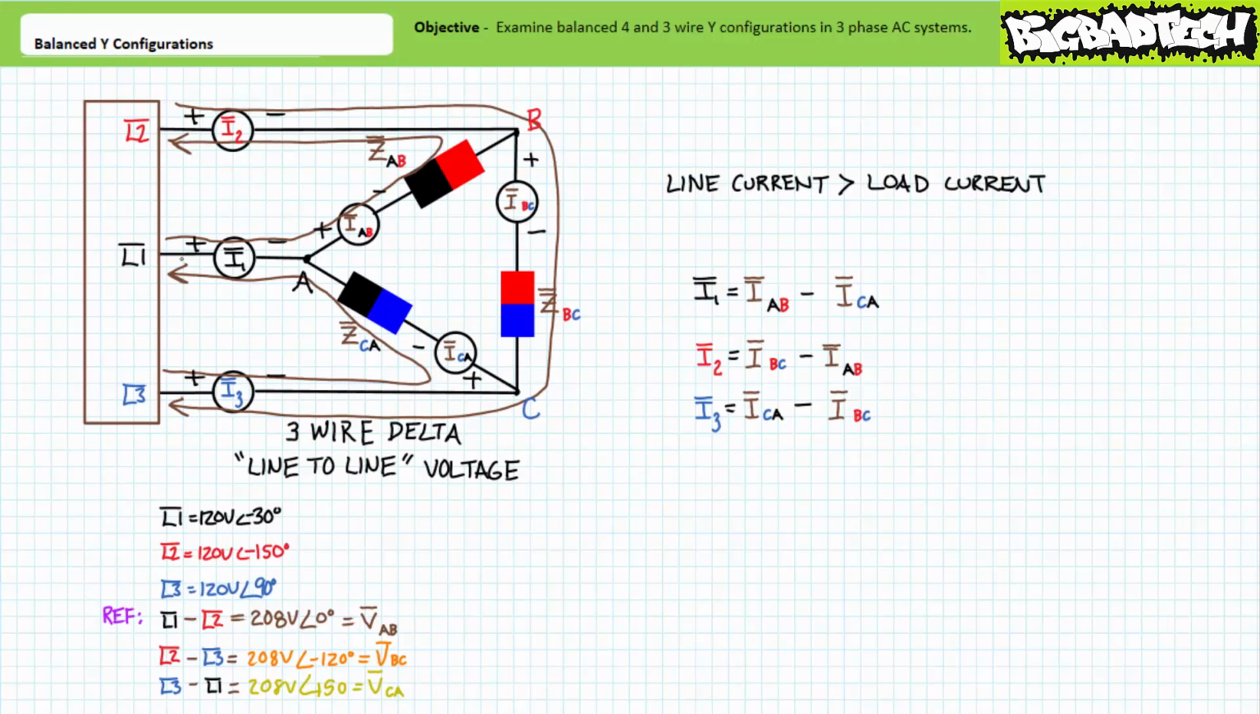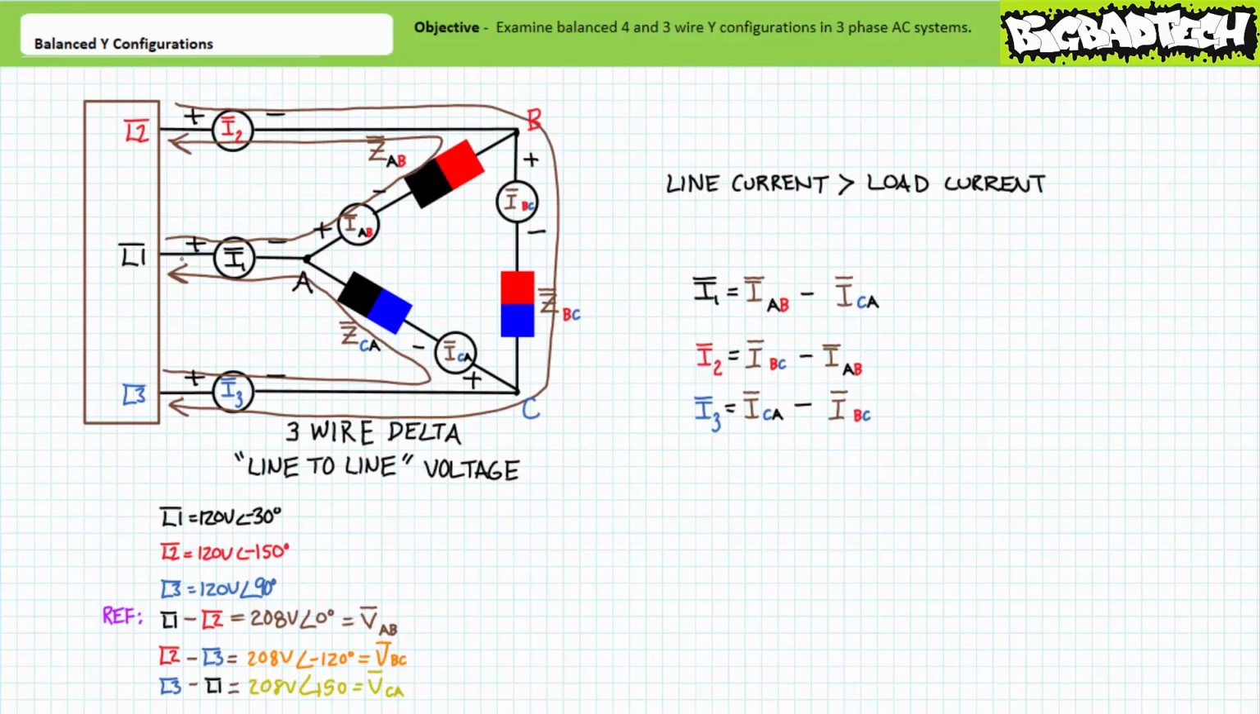The important takeaway being that unlike our observations of Y configurations, line current does not equal load current for 3-wire delta configurations. Line current is in effect the combination of 2 currents exhibiting a relative phase shift between each other coming and going. Given our previous experience with the line-to-line differentials, is it any wonder that line current for delta configurations will be larger than load current and exhibit a phase-shifted offset?